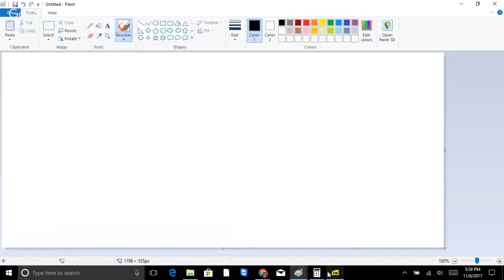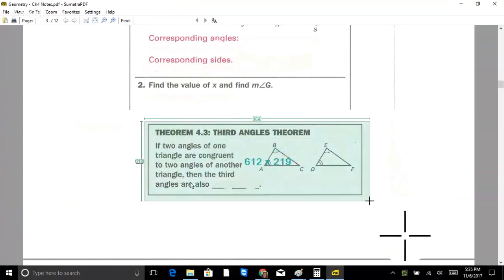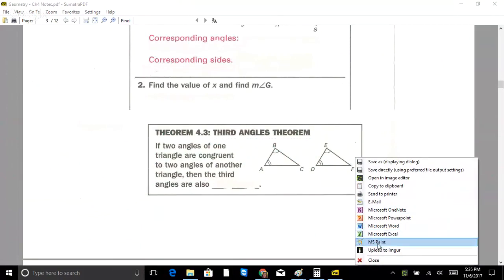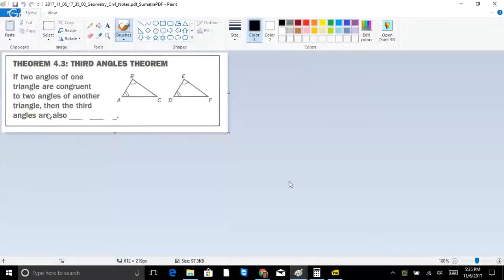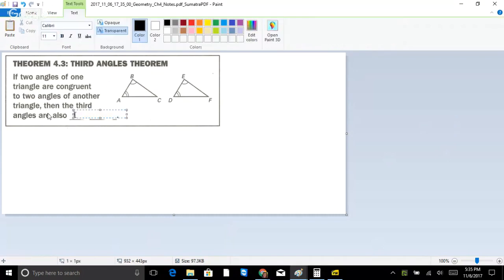but wait, there's more. We actually have some theorems. This theorem is super easy. It will totally make sense when you see it, called the third angles theorem. Okay, if you have two angles of one triangle and they're congruent to the two angles of another triangle, then the third angles are also congruent. It's like the most popular answer, right?